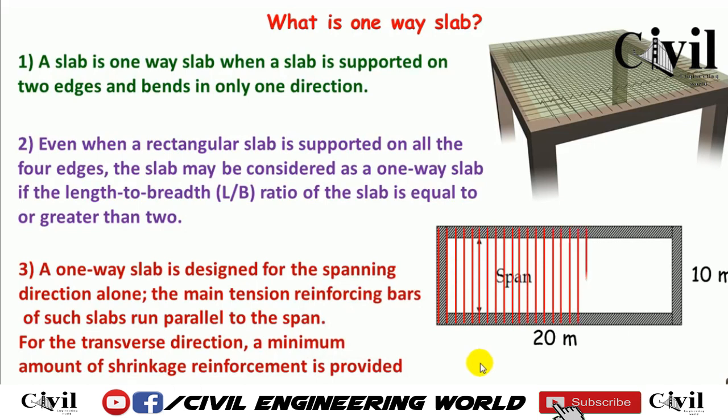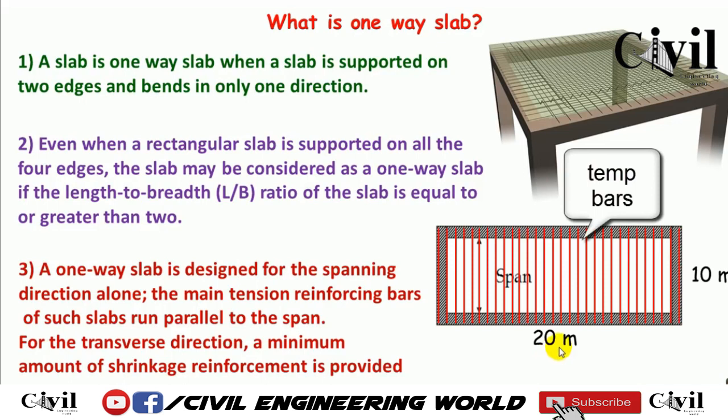So we have to provide main bars in this shorter direction, having the required spacing from one end to another end. Similarly, the transverse bars, or the bars perpendicular to the shorter direction, are also provided. These are also called shrinkage reinforcement.